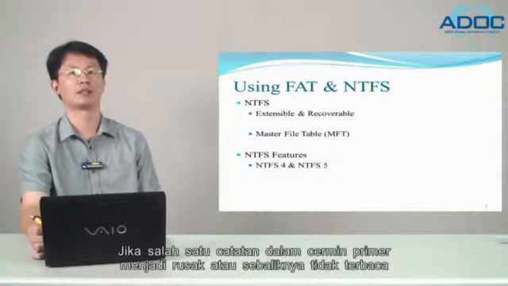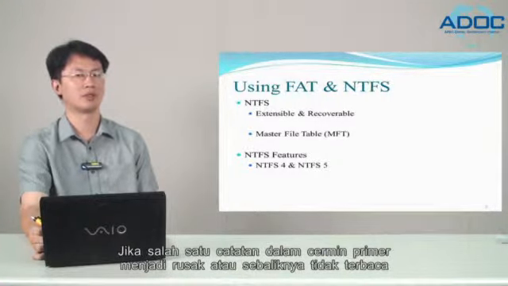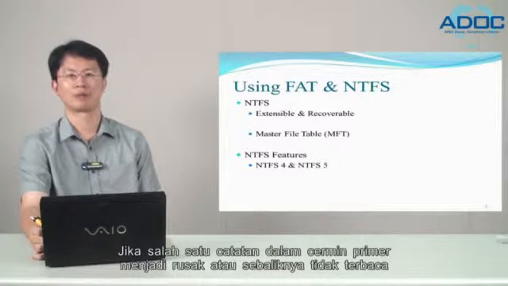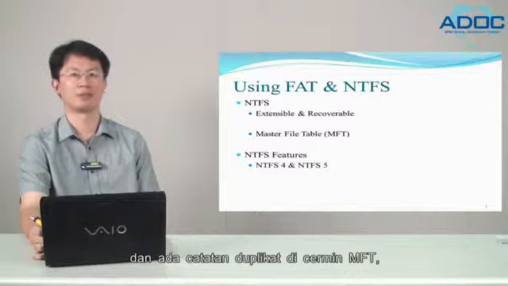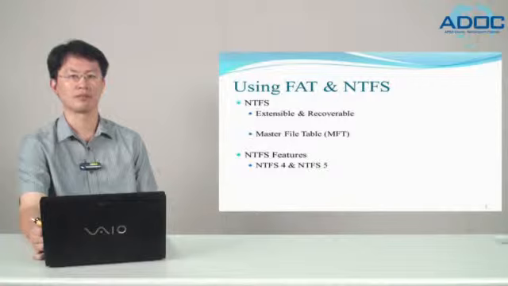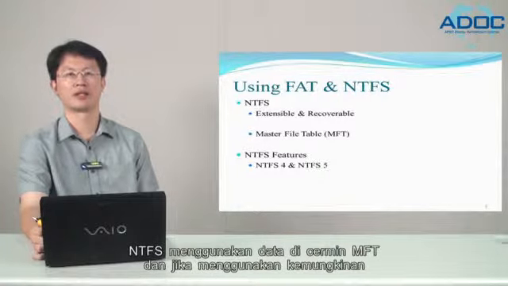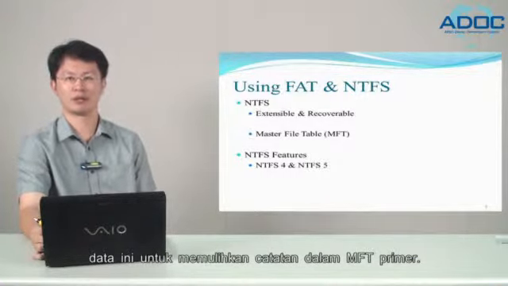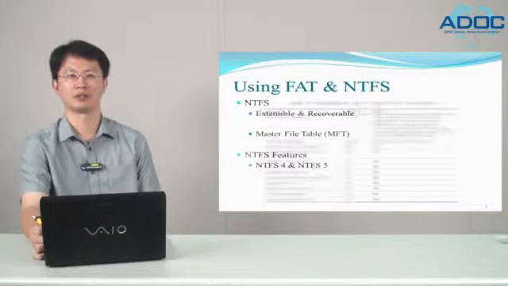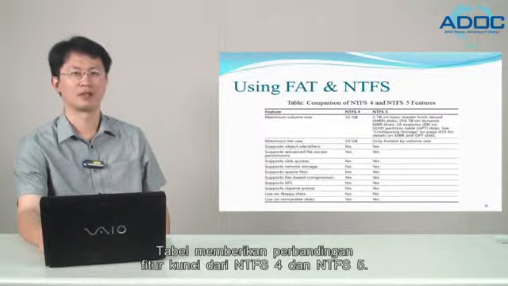If any of the records in the primary mirrors become corrupt or are otherwise unreadable, and there is a duplicate of the records in the MFT mirrors, NTFS uses the data in the MFT mirrors and, if possible, uses this data to recover the records in the primary MFT. Tables provide a comparison of key features of NTFS 4 and NTFS 5.